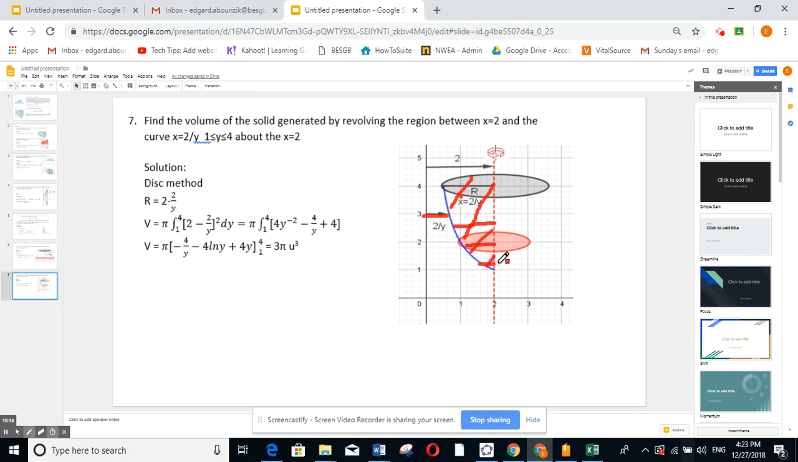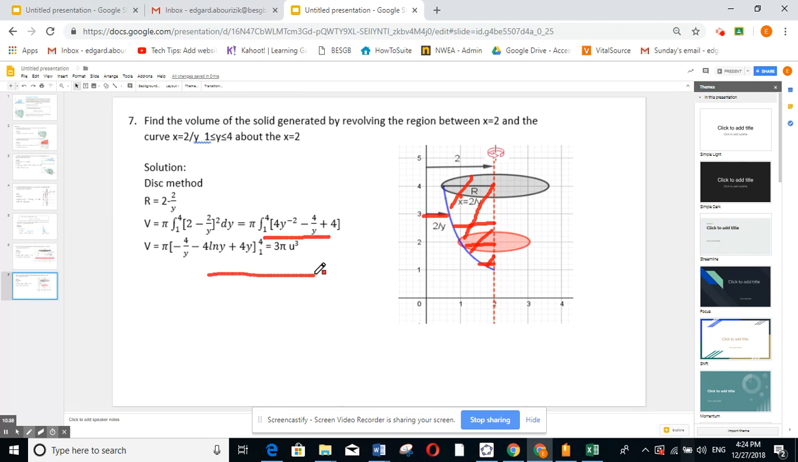So what will be this measure? It will be 2 minus 2 over y, because it is 2 until that point here, 2 over y. So the radius will be 2 minus 2 over y. And the volume will be pi, from 1 till 4, of the radius squared, 2 minus 2 over y squared. You can expand and do an ordinary calculation of the integral.